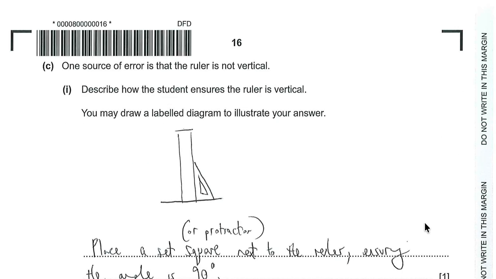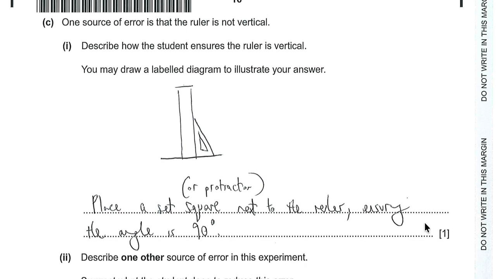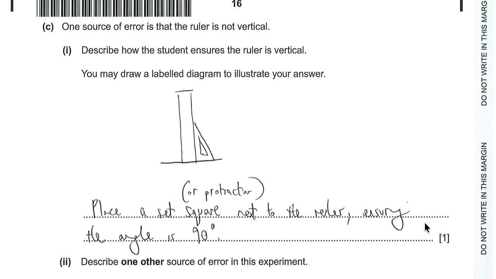Okay, another classic question. We're being told that we're worried about this thing being vertical. How do we ensure it's vertical? Well, one way of doing it is to use what we call a set square. You put the set square next to the ruler and it should form a 90 degrees angle, and if it's forming a 90 degrees angle, then it is going to be a vertical one. If it is not forming a 90 degrees angle, it is not vertical. You could also use a protractor for this. However, we tend to use a set square because we guarantee that 90 degrees straight off.